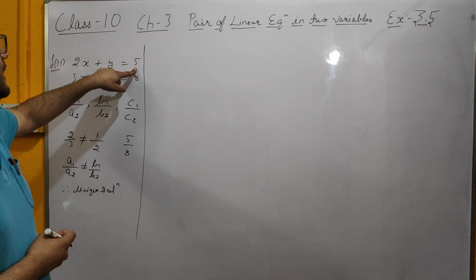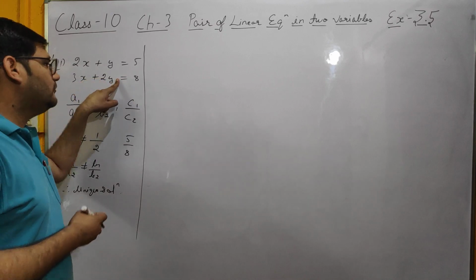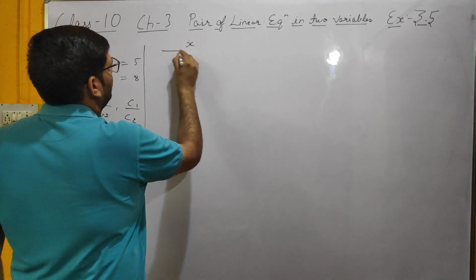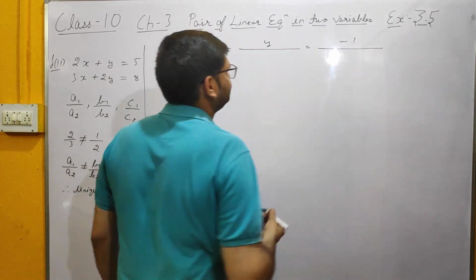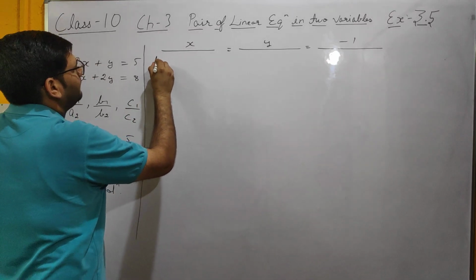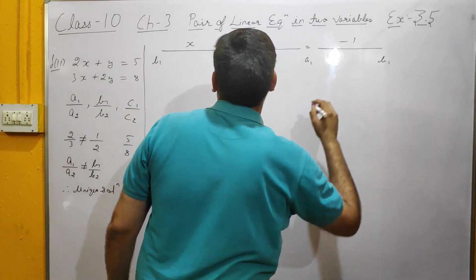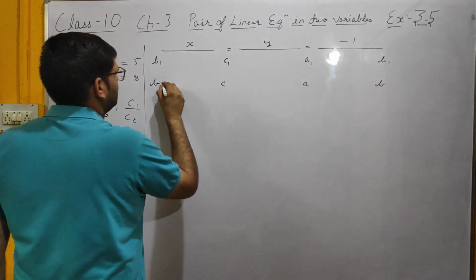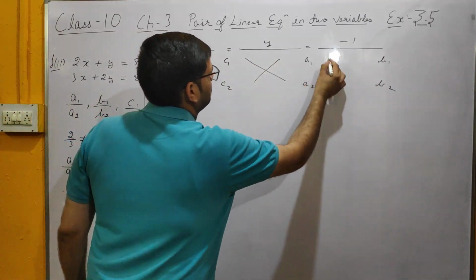Now if you want, you can take 5 this side and take 8 also this side, left side, and if not, then use minus 1 instead of 1. So x upon, equals y upon, equals minus 1 upon, I will use, because the constants are towards the right side. Now b1, c1, a1 and b1. Same b, c, a, b. That is 2, 2, 2, 2. Then just cross, cross, cross.